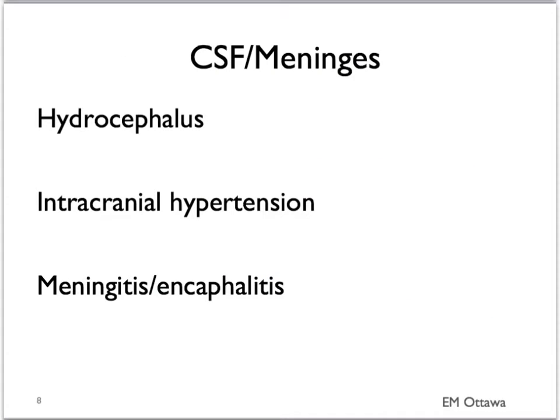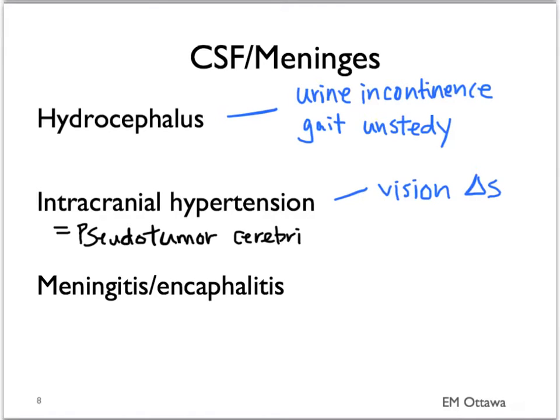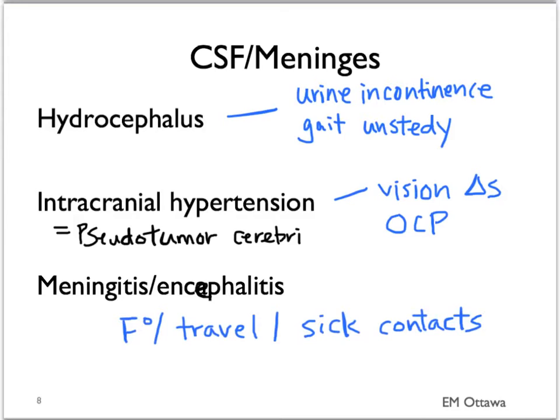For CSF and meninges diagnosis. For hydrocephalus, we need to ask about gait disturbance and urinary incontinence. For intracranial hypertension or pseudotumor cerebri, we will ask about vision changes and the use of oral contraceptive pills. For meningitis and encephalitis, we need to ask about history of fever, travel, sick contacts, and their vaccination history.